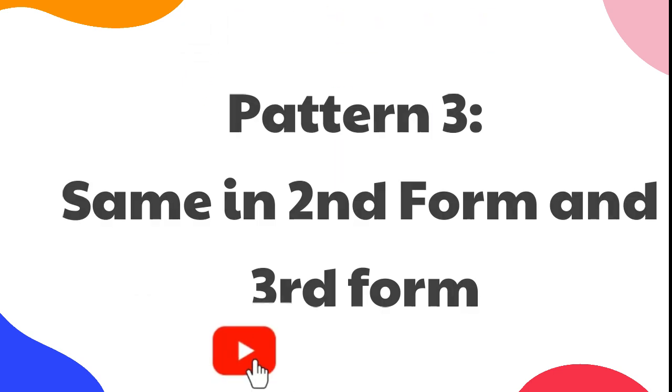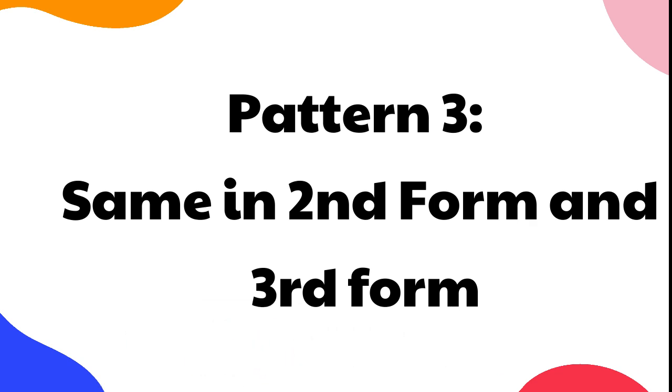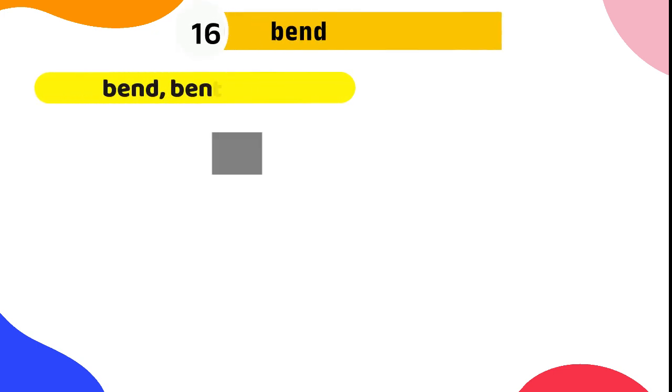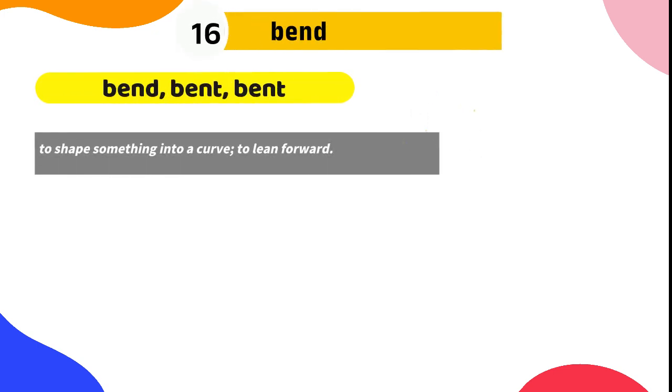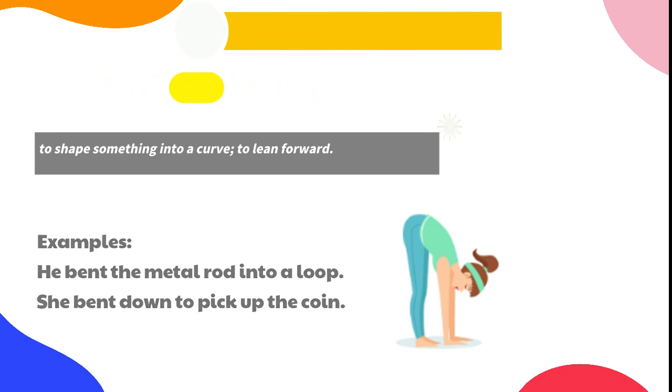Now, let's discuss those irregular verbs that are same in the past and past participle. For example, they have the same second and third form. Here are the meanings and examples for the verbs. Bend, bent, bent. Meanings, to shape something into a curve, to lean forward. Examples. He bent the metal rod into a loop. She bent down to pick up the coin.